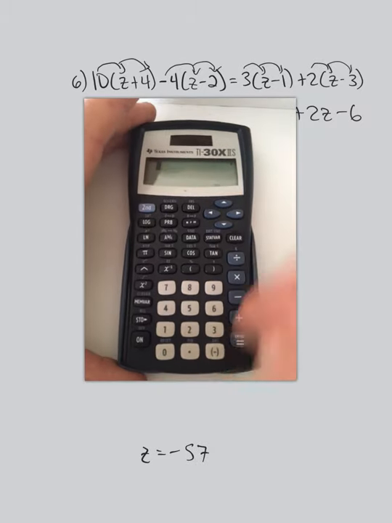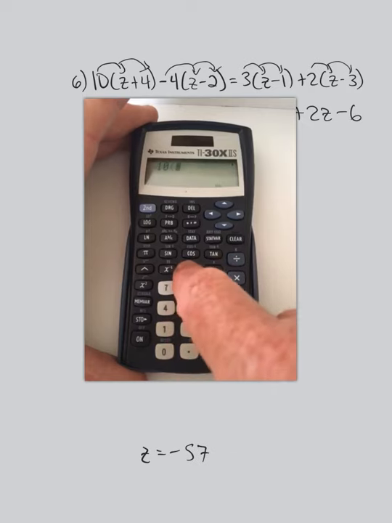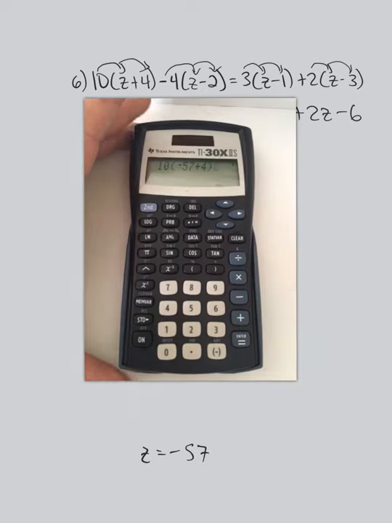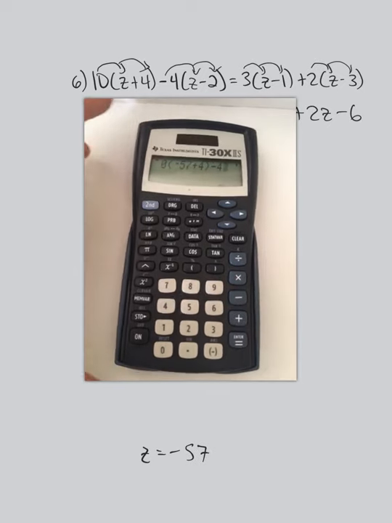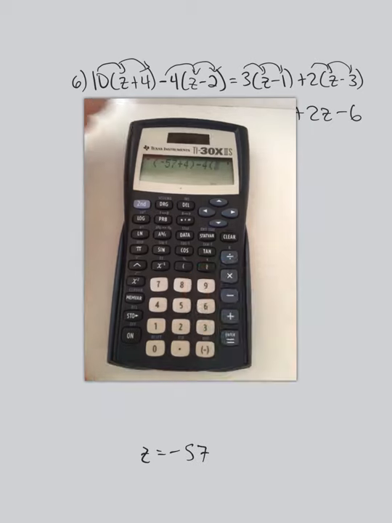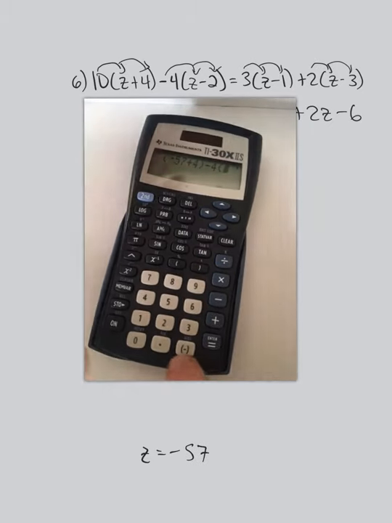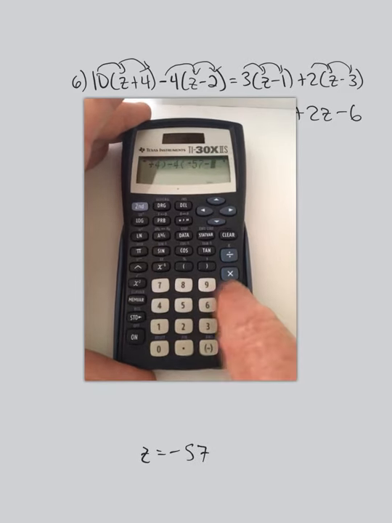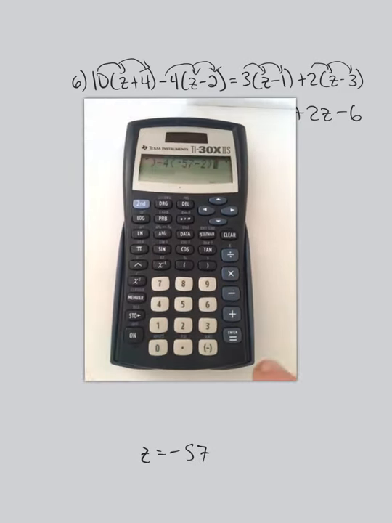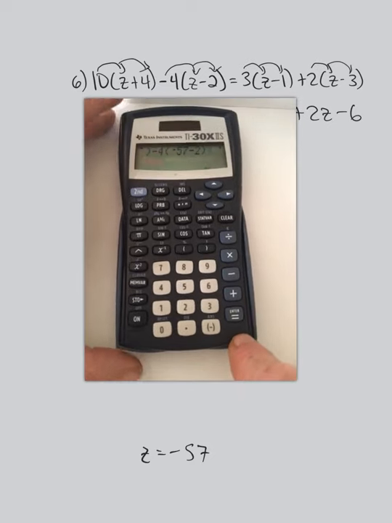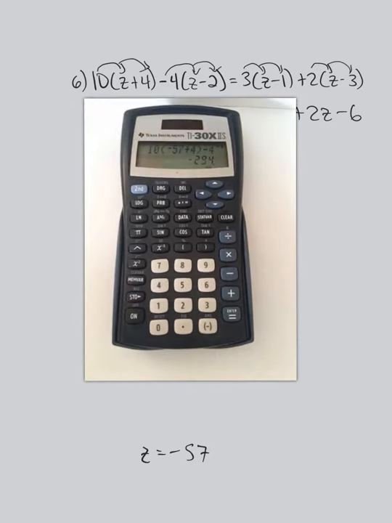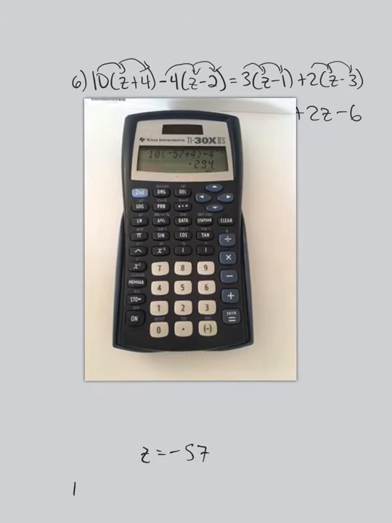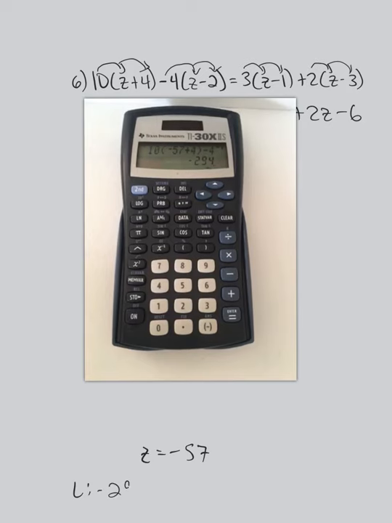So the first thing I'm going to do is plug it in on my left side. So I have 10 parentheses -57 plus 4, like that. And then -4, and remember that's the advantage of these calculators, you can type in an entire expression, and then -57 minus 2. Just be careful about the difference between the negative and the subtraction key. If you do type something in and you get an error, that's always the first place to look. Okay, so my left side is -294.